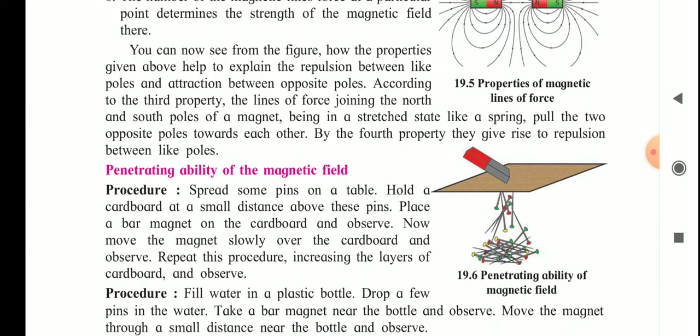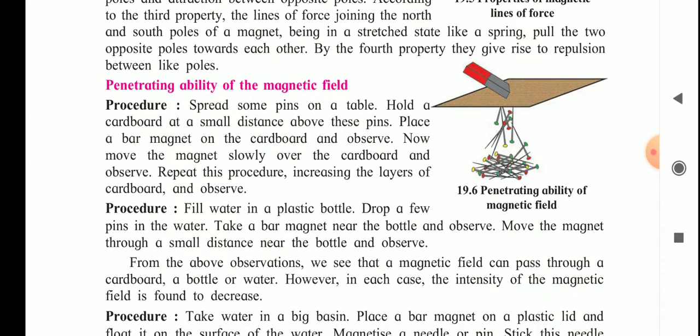Now the penetrating ability of the magnetic field, let us see. Spread some pins on the table, hold a cardboard at some small distance above these pins. Place a bar magnet on the cardboard and observe. Now move the magnet slowly over the cardboard and repeat this procedure, increasing the layers of the cardboard.